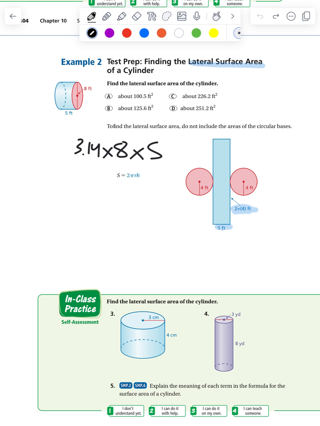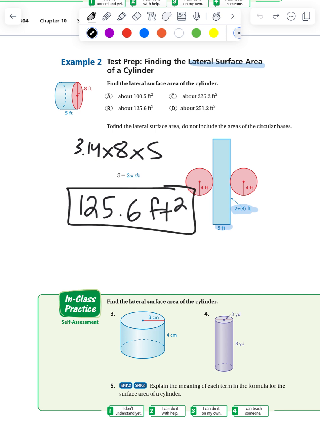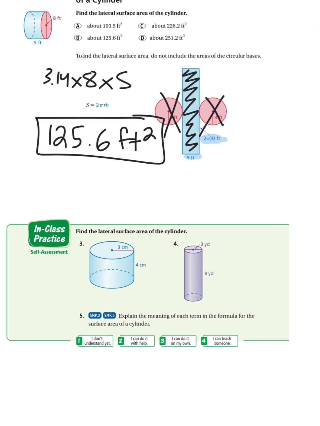So type that into my calculator. 3.14 times 8 times 5 is 125.6. This is feet squared. So if a question is asking you just for the lateral surface area, that is only the rectangle. That is not the circles. All right, I want you to pause the video, see if you can find only the lateral surface area of these 2 cylinders at the bottom.